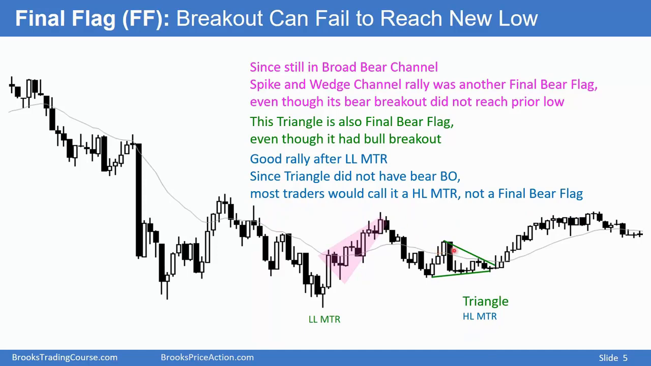This triangle could also have been a final bear flag. We could have had a bear breakout and then a reversal up. Here, it was a final bear flag. We never got the bear breakout. We got a bull breakout of the bear flag.